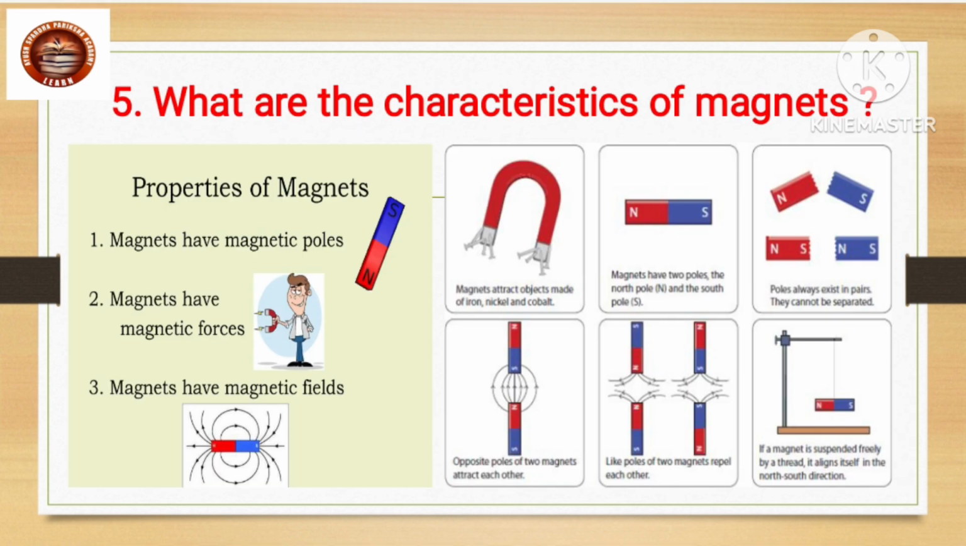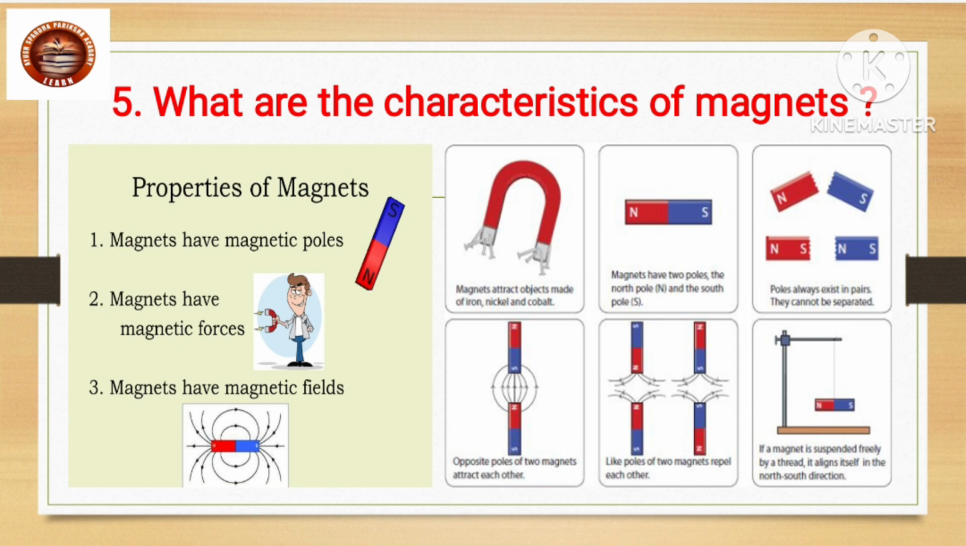Question fifth. What are the characteristics of magnets? Properties of magnets. Magnets have magnetic poles. Magnets have magnetic forces. Magnets have magnetic fields. Magnets attract objects made of iron, nickel and cobalt.